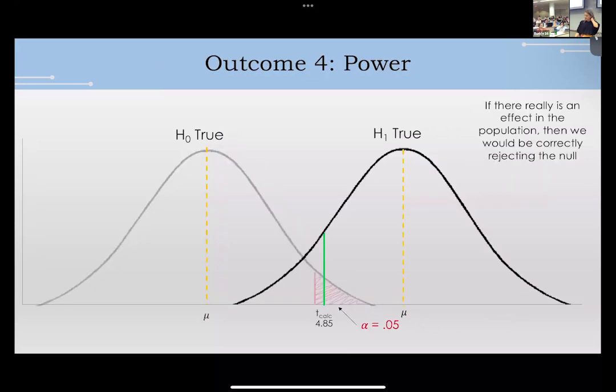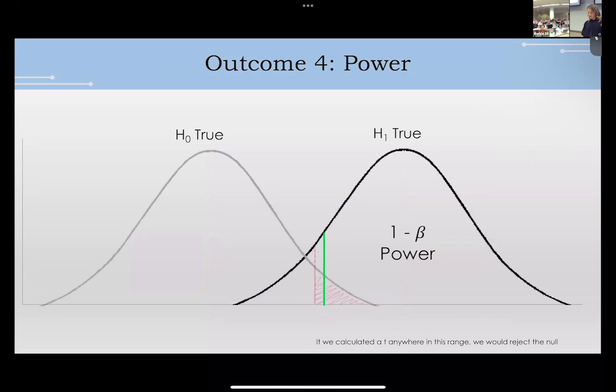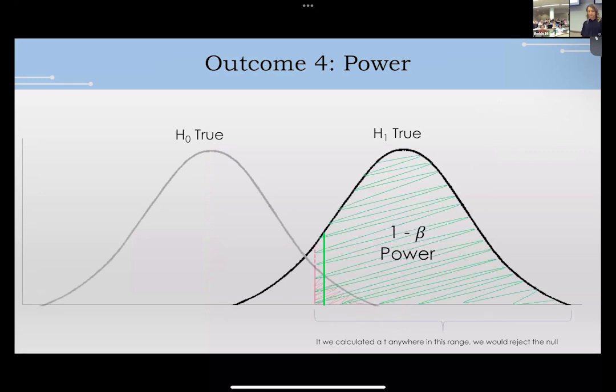Now, the other option is if there really is an effect in the population, meaning if this restaurant, the new one, really is better, and the result is anywhere in this region, then we would be correctly rejecting the null. Usually as researchers, this is what we want to do. We want there to be an effect and we want to find it. If I shade that whole region in, that's power. Notice power includes the alpha region.